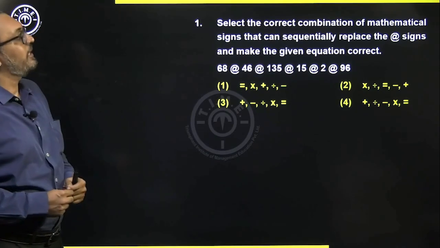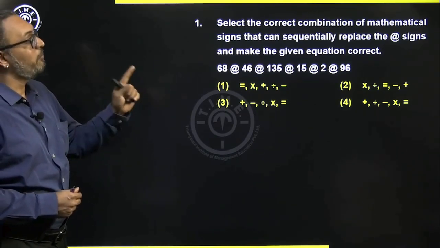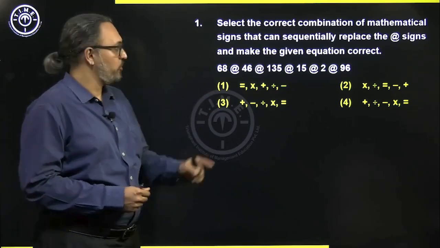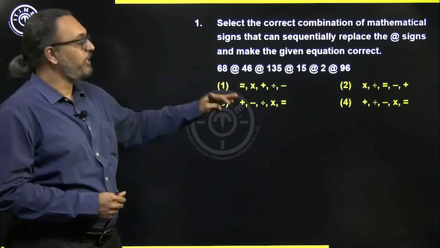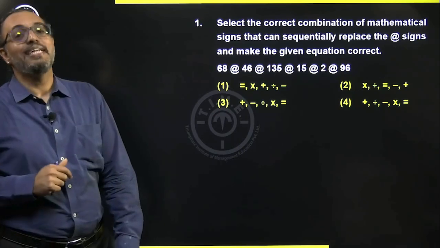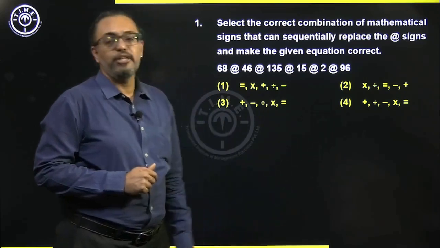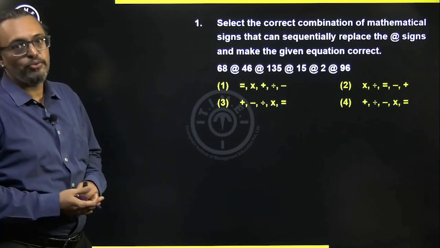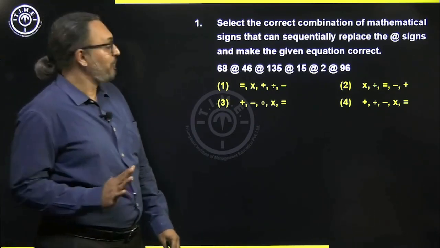The first question: select the correct combination of mathematical signs that can sequentially replace the @ signs and make the given equation correct. So now you have some numbers and in between you have @. Based on the options, we need to decide which one will help us get the equation correct. Because you do see an equal to available in all of these options, obviously LHS should be equal to RHS, that is what we need to look into. Right. So now let us see.